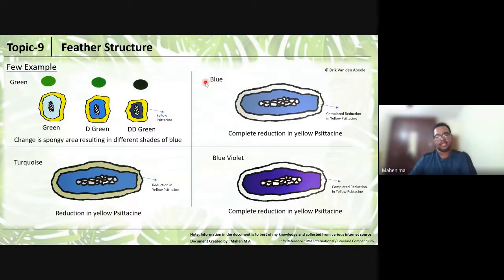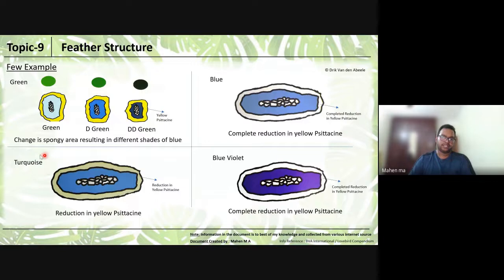Similarly, in blue feathers, the blue light is always there, as when you see the green one. But in this case, a reduction of the psittacin has happened. When the psittacin is reduced, there is no combination of blue and yellow. There is only a combination of blue and white. When there is a combination of blue and white, you see a blue feather on the bird.